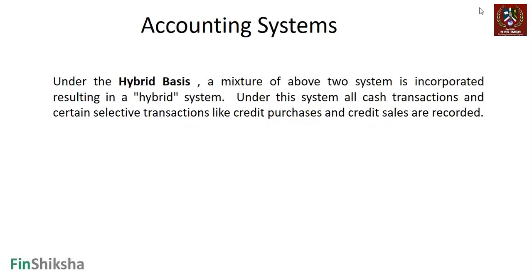And under the hybrid basis, a mixture of the above two systems is incorporated, resulting in a hybrid system. Under this system, all cash transactions and certain selective transactions like credit purchases and credit sales are recorded. So that's a mix of the cash basis and mercantile basis. Typically, this is the most commonly seen system as we go along.